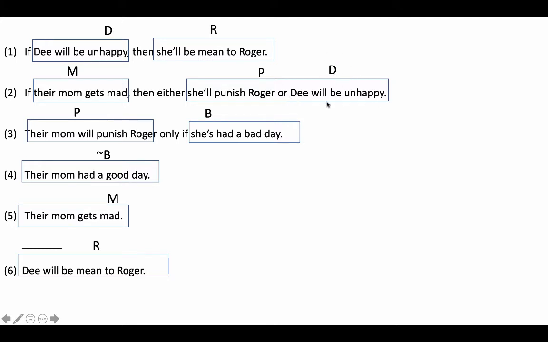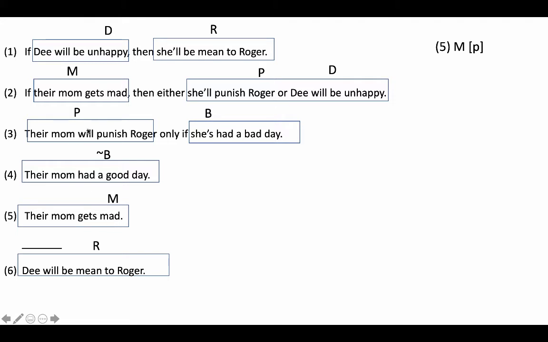Okay, now this time I'm going to proceed in a slightly different way. Instead of just symbolizing 1 through 5 and then seeing what I can do with them, I'm going to start out by trying to figure out what I can do. So I look over here and I look for the simplest thing. Well, here I have an if-then. Here I have something that's super complex. It says if-then one or the other. Here I have another if-then. Well, here I have 2 claims that are comparatively simple. So I can pick either one and start with it. I'm going to pick number 5, their mom gets mad.